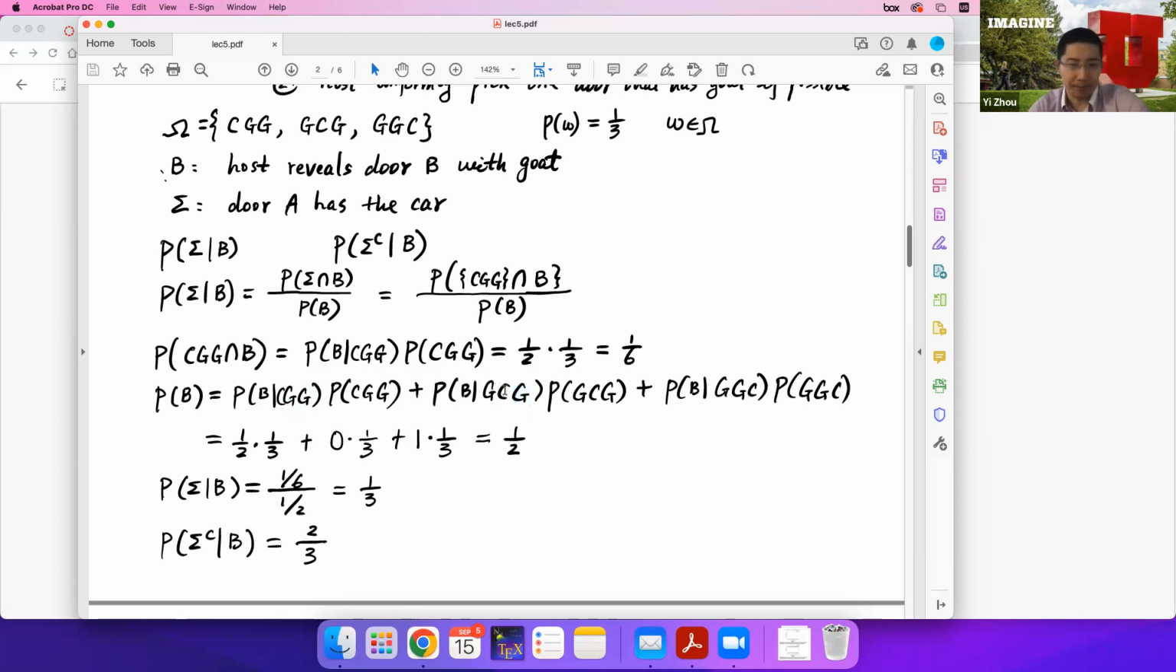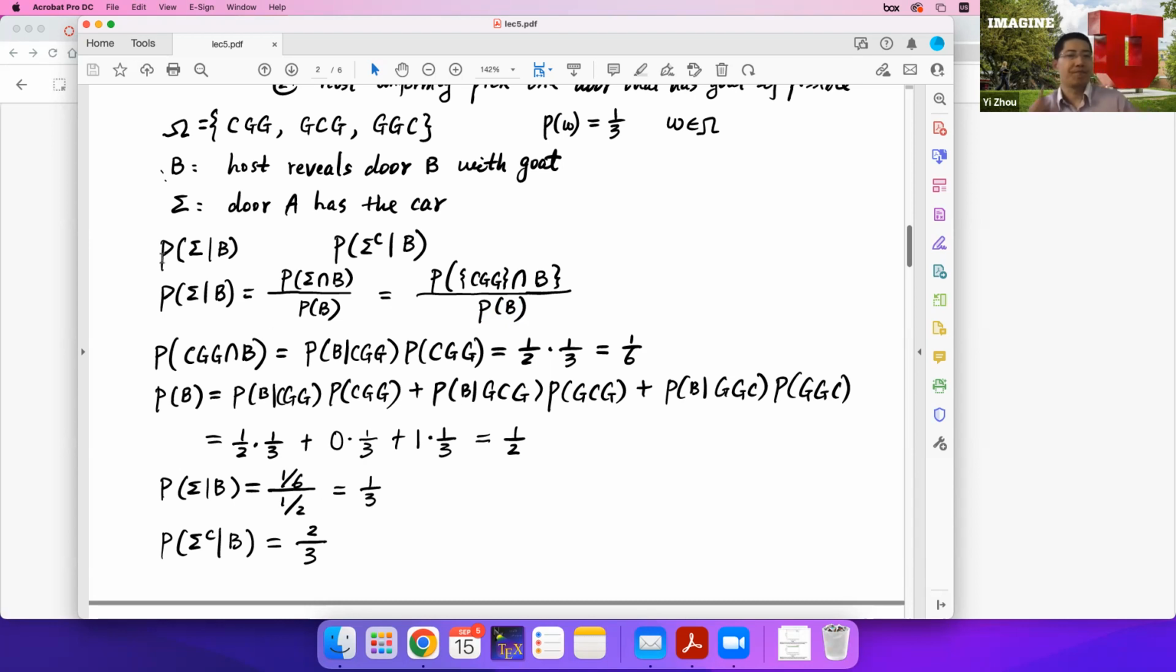He'll never do that. And in the last case, the car is in door C, but you pick door A. So the only choice for the host to reveal is door B. So in this case, the host will always pick door B to reveal this gold, and that's why here we have probability 1. If you multiply them together and sum them up, it's 1/2. This is the denominator in this Bayes rule. Then you divide them, so you get 1/6 over 1/2, which is 1/3.